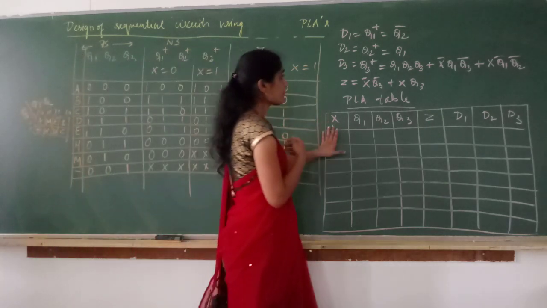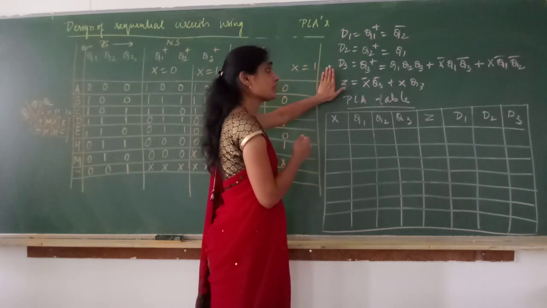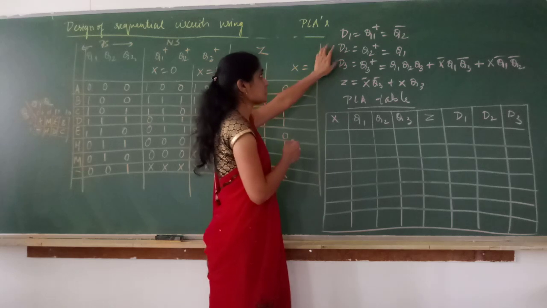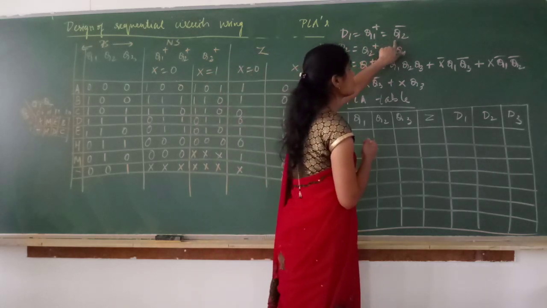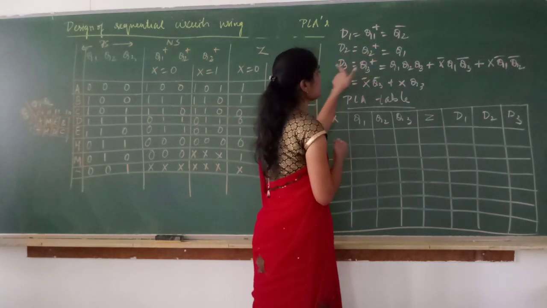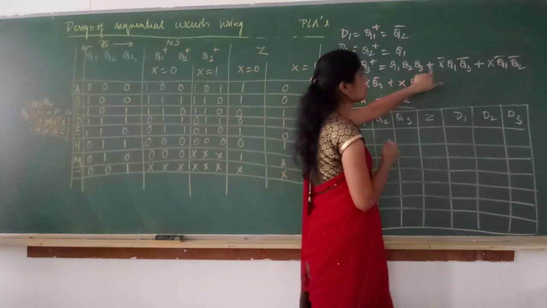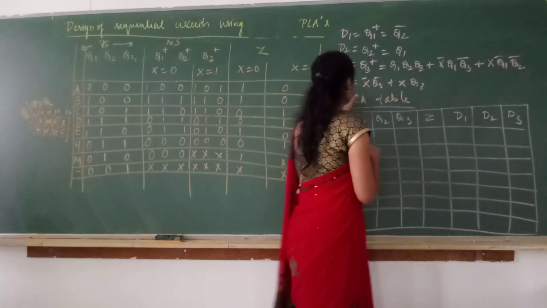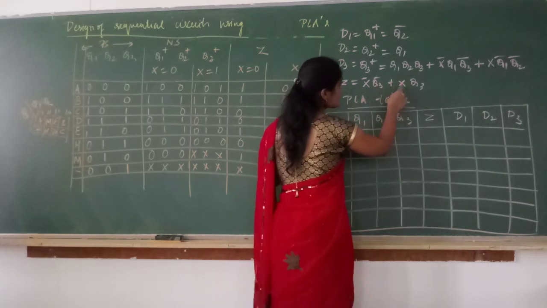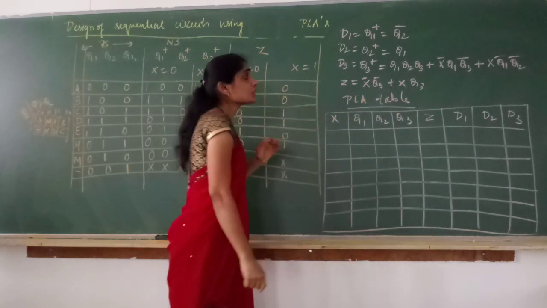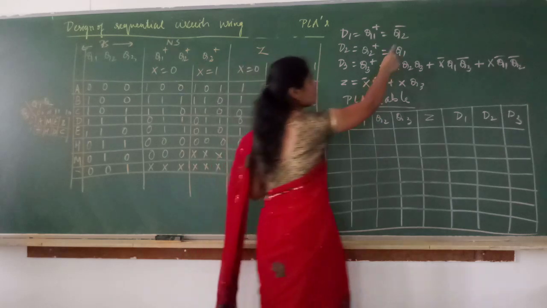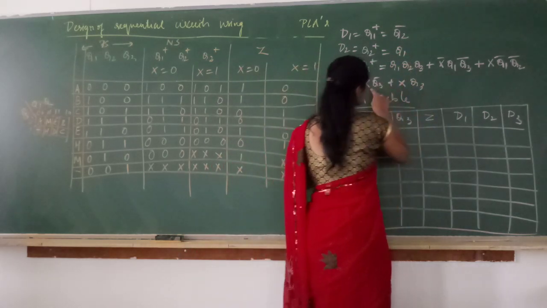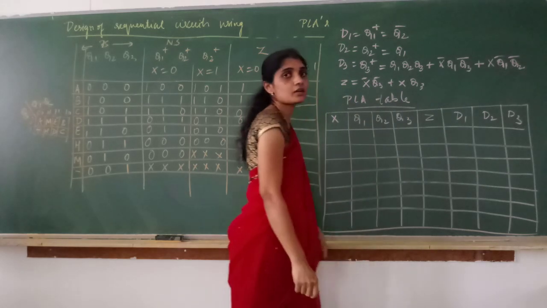So, for PLA, these are the equations we have derived. These equations we also derived when we discussed the code converter. D1 equation we got as Q2 bar, D2 is Q1, D3 is Q1 Q2 Q3, X bar Q1 Q3 bar, X Q1 bar Q2 bar, and Z is X bar Q3 bar plus X Q3. So totally how many product terms do we have? 1, 2, this is one product term, 3, 4, 5, 6, 7. Totally 7 product terms we have.